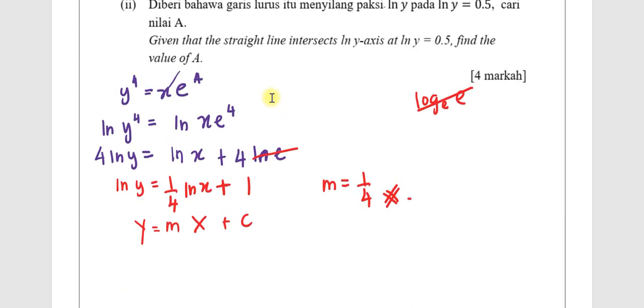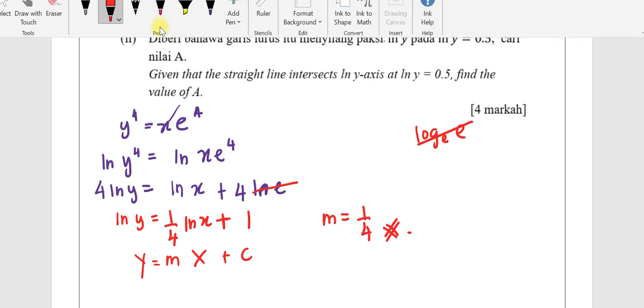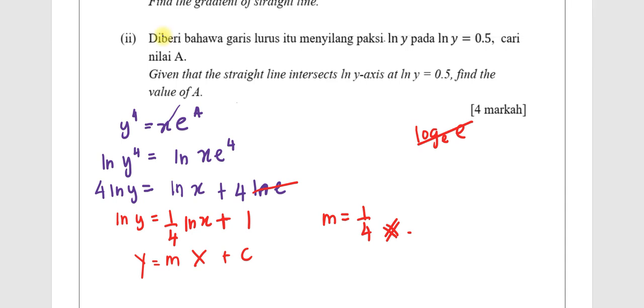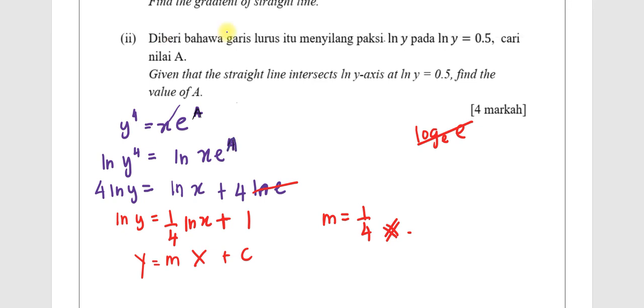Okay, sekarang, yang ni, sorry. My A and 4 look alike. This one is A, right? So this, apa pasal ni? Okay, this supposed to be A over 4. Sorry.